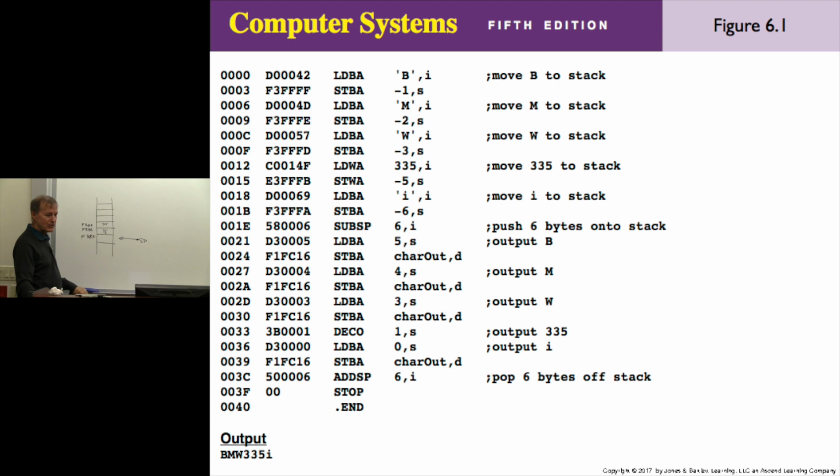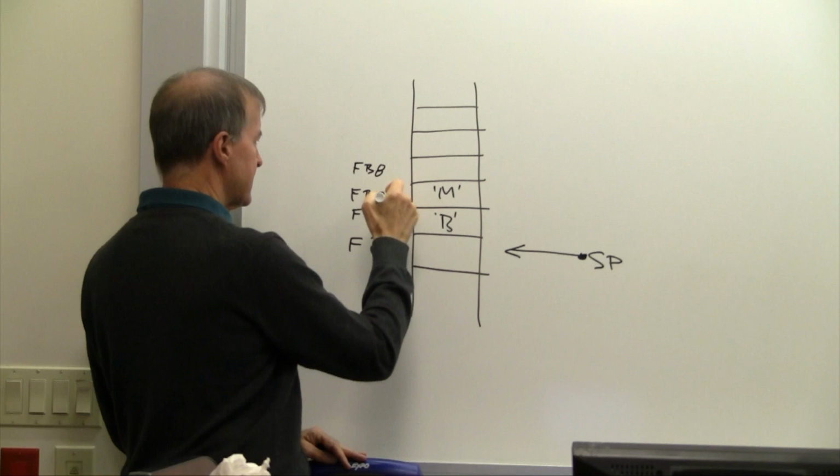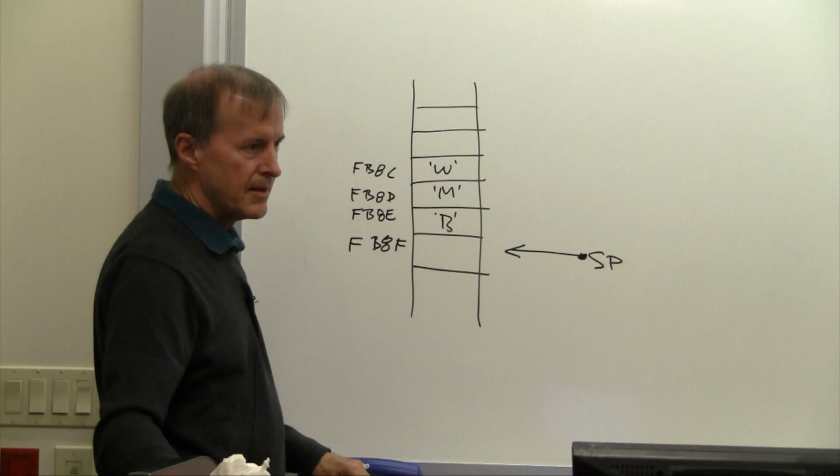Now what's the next instruction? Load byte accumulator what? W. Let's put it where? FB8C, right? Is that right? W. Is everybody clear?